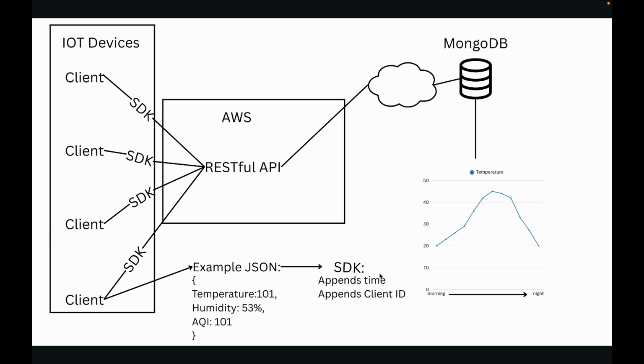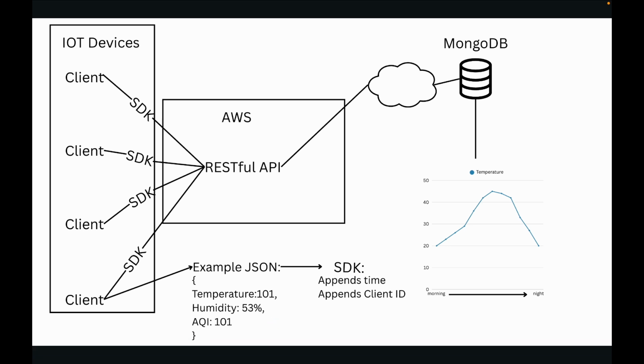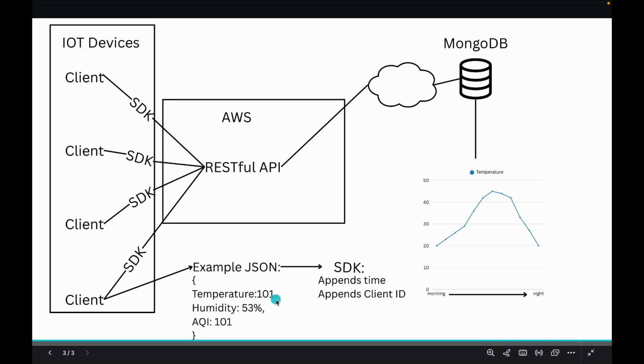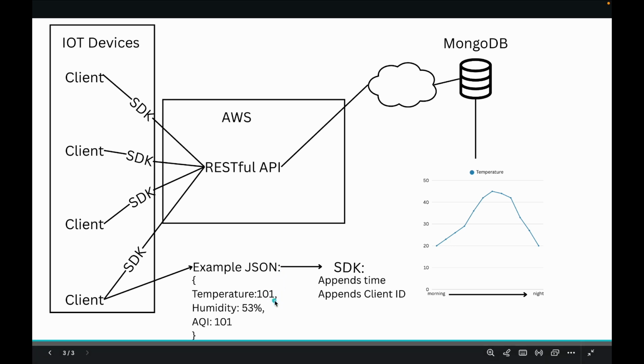What you're looking at now is the final architecture that we used. This involves the IoT devices, which are currently being emulated on a computer, sending data to an AWS server via an SDK. The clients will generate a JSON, such as this one, which will have the temperature, the humidity, and the AQI. For now, all the actual data is random. So it'll generate a random number between, say, 1 and 200, and then it'll just put that number into the JSON.